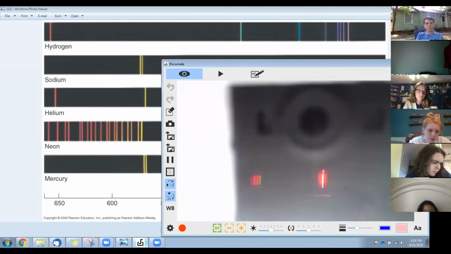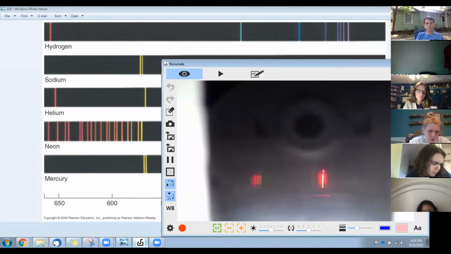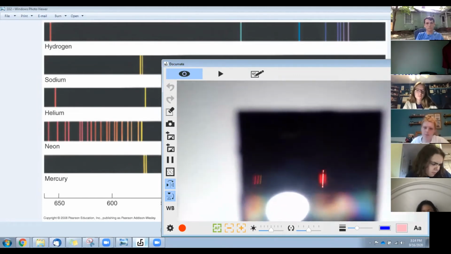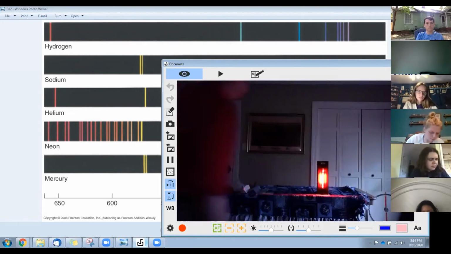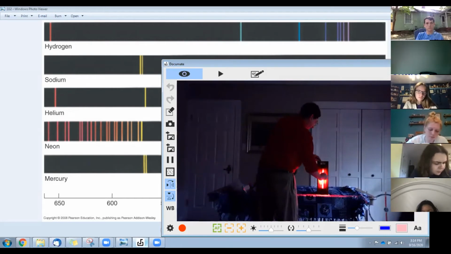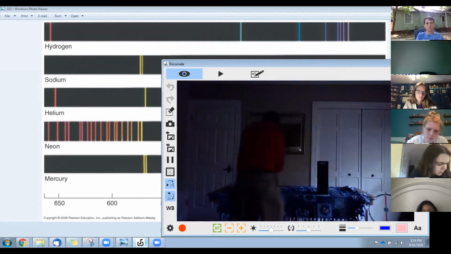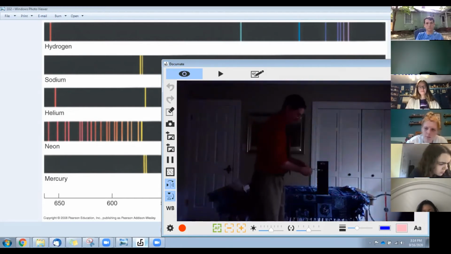Is it neon? Yep, that's neon. This is the easy one. Lots and lots of reddish lines, maybe a couple yellow ones. So again, if we see this signature out there in the universe, it's neon.